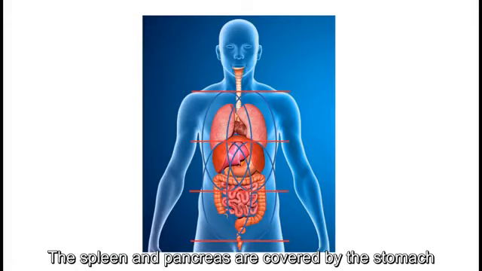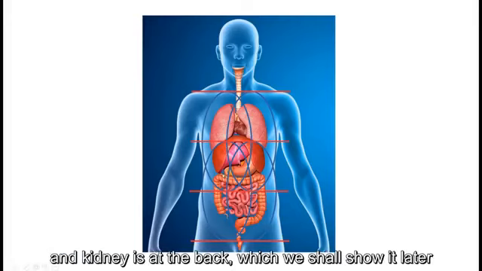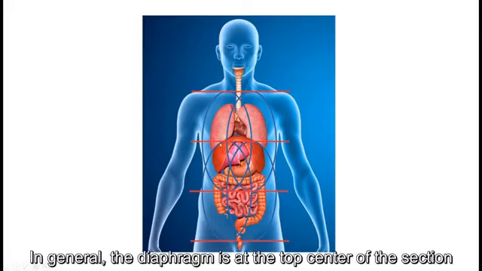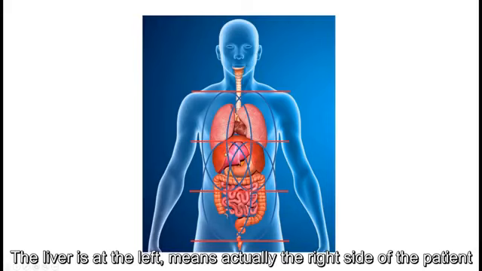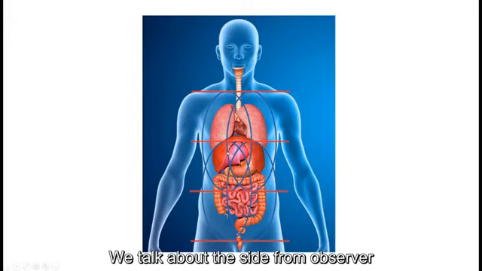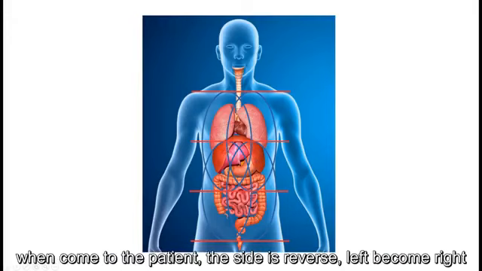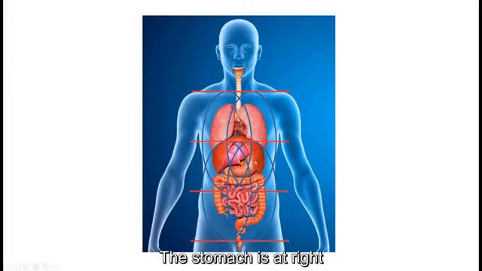The spleen and pancreas are covered by the stomach, and the kidney is at the back, which we shall show later. In general, the diaphragm is at the top center of the section. The liver is at the left, meaning actually the right side of the patient. We talk about the side from the observer. When it comes to the patient, the side is reversed, left becomes right. The stomach is at the right.